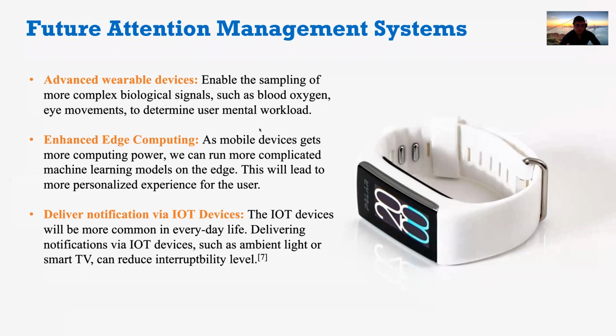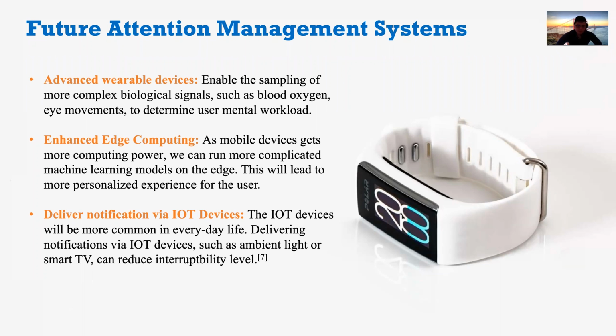So what is the future of attention management systems? The first trend is more advanced wearable devices that will enable the sampling of more complex biological signals, such as blood oxygen and eye movements, to determine the user's mental workload more precisely. The second trend is the usage of enhanced edge computing. As mobile devices get more computing power and storage, we can store a lot of that data locally without sending it to the cloud, which will ensure privacy and also be more efficient.